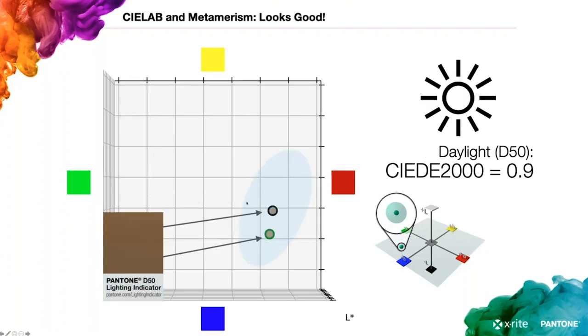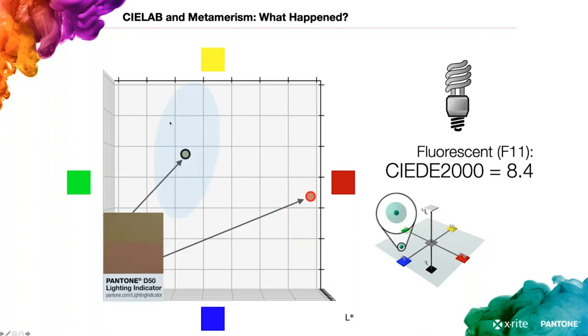So in the previous slide, you can see everything's within that delta E sphere. This sphere represents a delta E of 2. I should say ovoid represents a delta E of 2. And now you can see, again, this ovoid represents a delta E of 2. And we're way out of tolerance.